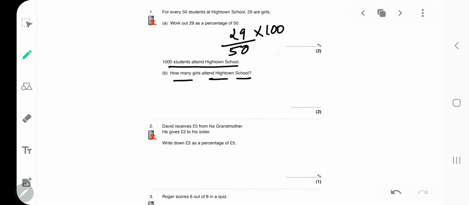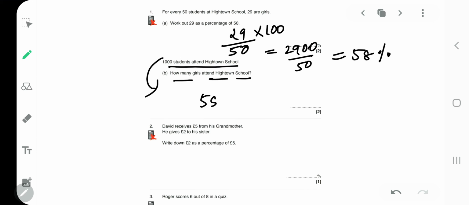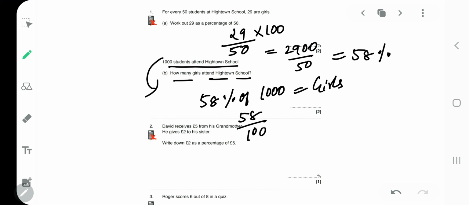So first you have to take the percentage. That will be 2900 upon 50. If we calculate, 2900 divided by 50, you will get 58%. So 58% are girls. Now next they will ask, if you have 1,000 students, how many are girls? So you will take 58% of 1,000. You have to calculate 58 upon 100 into 1,000. Once you calculate this, you will get 580 as the number of girls among 1,000 students.